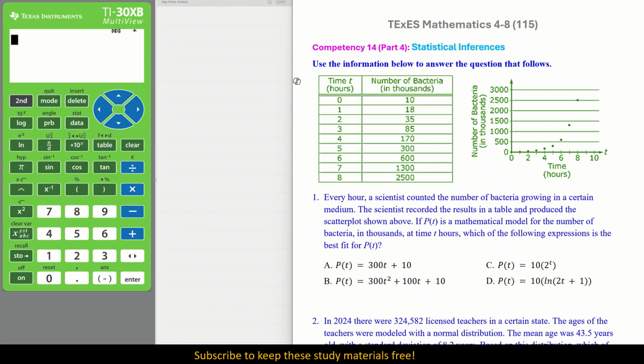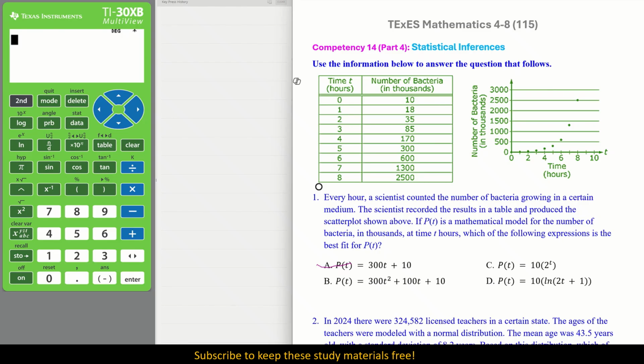Okay, so what we're asking is, which is the best equation? Look at what we have. Look at the numbers. Look at the picture. Well, the expressions that are given, A, it's linear. That has a curve to it. It is not linear. B is quadratic.